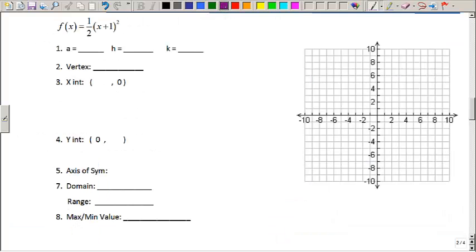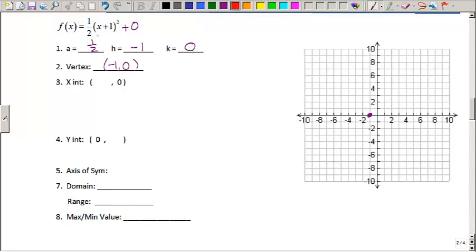This is our last example that is already in standard form. My a is a half. My h is negative 1, the opposite of the inside. And there's no value out here. If it makes you feel better, you can think about it as a plus a 0, so my k is going to be 0. That gives me a vertex at -1, 0.